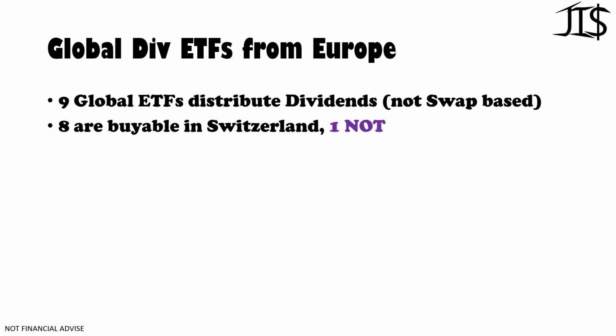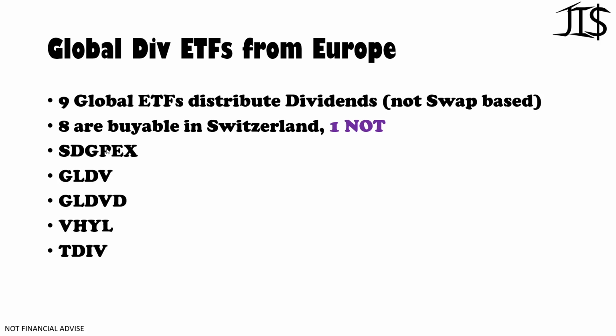8 of those are buyable in Switzerland and 1 is not. So which ones are there? You have the SDGPX, very well known on this channel because I invest in it as my core ETF for my core satellite strategy that my wife and I apply. Then we have GLDV, GLDVD, VHYL, TDIV, FLXX, GGRV, SDIV, and QDVW.